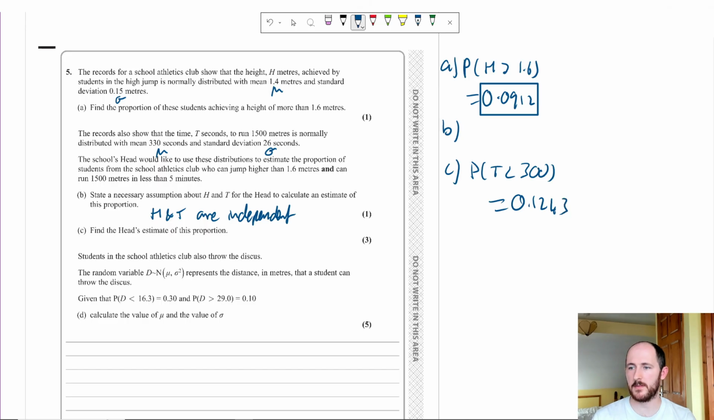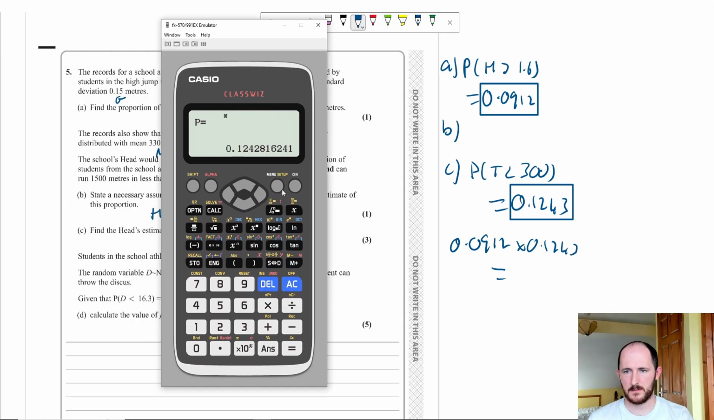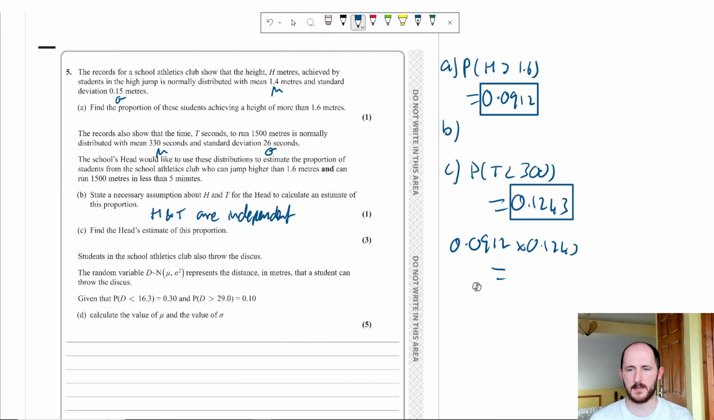And so the probability of both of them happening is just those two probabilities multiplied together. Because again, it's like an and, right? Whenever you say and, it means the probability should go down because you're being more specific. So the answer is, yeah, 0.1243 times 0.0912. 0.0113. Yeah, 0.0113. Perfect for 3 marks.